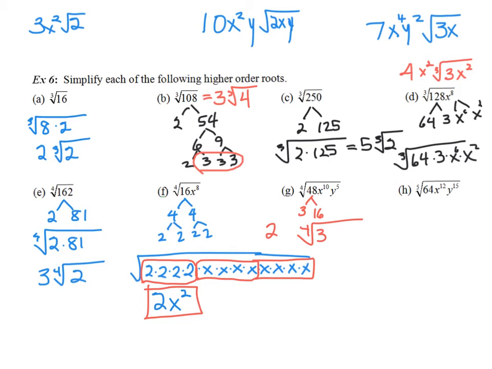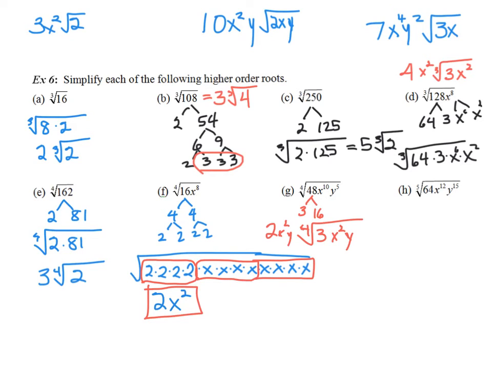X to the 10th, how many groups of 4 x's are there? There are 2 groups, so I'm going to write that as an x squared. I'll still have 2 x's left under the radical, so I'll write that as x squared. Y to the 5th has 1 group of 4 factors of y with 1 extra y left underneath the radical sign. So 2x squared y times the 4th root of 3x squared y.